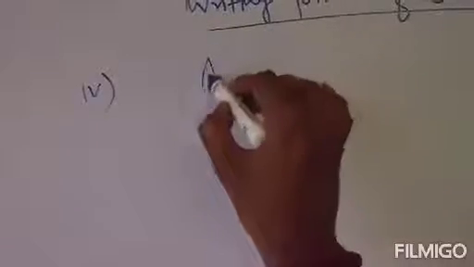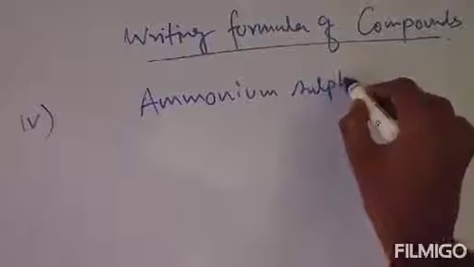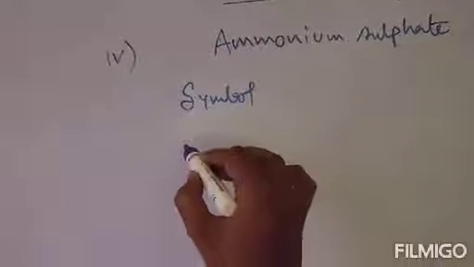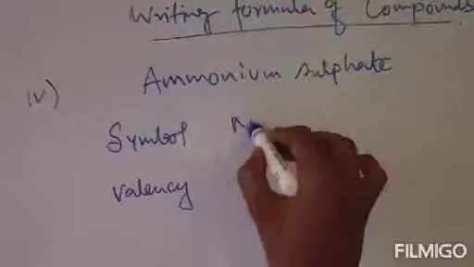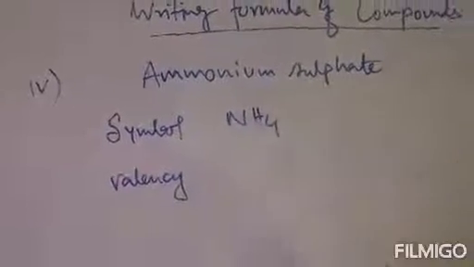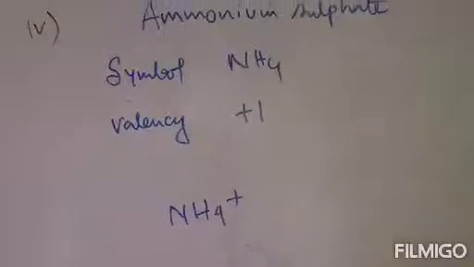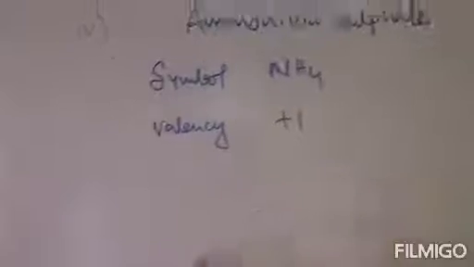Next, number 4. Suppose ammonium sulfate. Ammonium sulfate. So first write the symbol and then the valency. Clear? So the ammonium formula, the symbol will be NH4, and the valency will be +1, because the ammonium ion means NH4+. This is the formula of the ammonium ion. That means the valency will be 1, because only a single charge is present over NH4. So the valency will be 1.